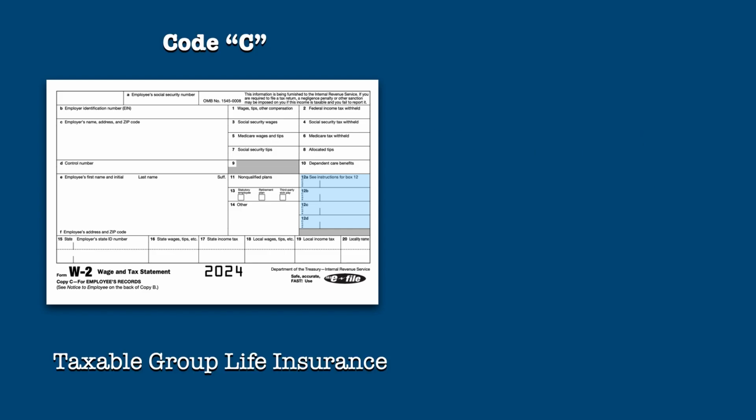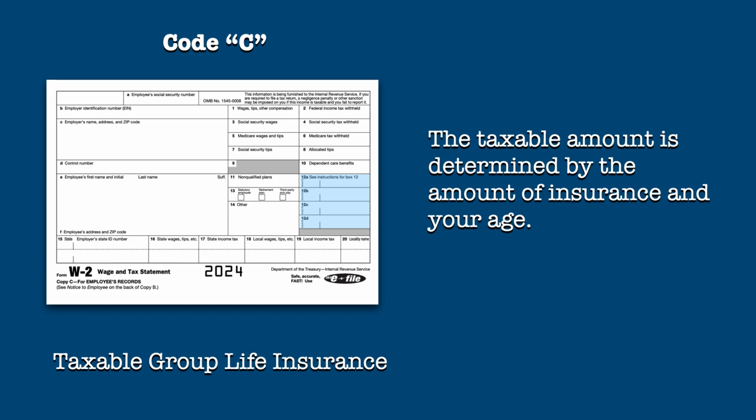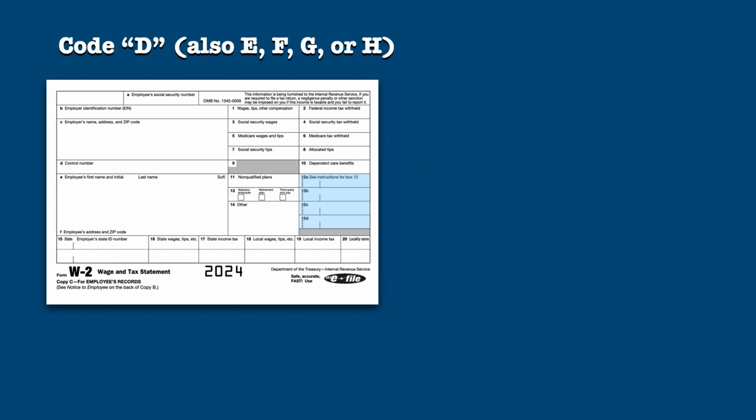Code C, Taxable Group Life Insurance. This is the cost of any group life insurance over $50,000 that your employer provides you. The taxable amount is determined by the amount of your insurance and your age. This is primarily for your information and is included in your Box 1 wages. Code D, also E, F, G, or H. These are pre-tax retirement plan contributions.